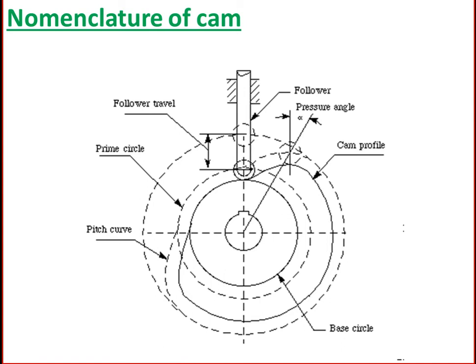Pressure angle is created between the normal to the pitch curve and the line of motion of the follower. The pitch point is a point where the pressure angle is maximum. The pitch circle passes through the pitch point, and prime circle is a circle which is drawn from the tangent to the pitch curve and concentric to the base circle.